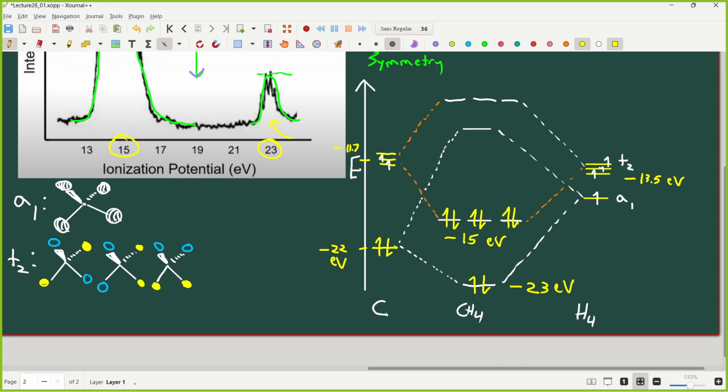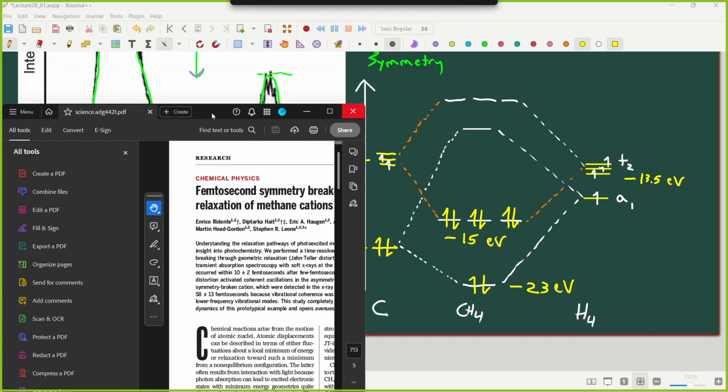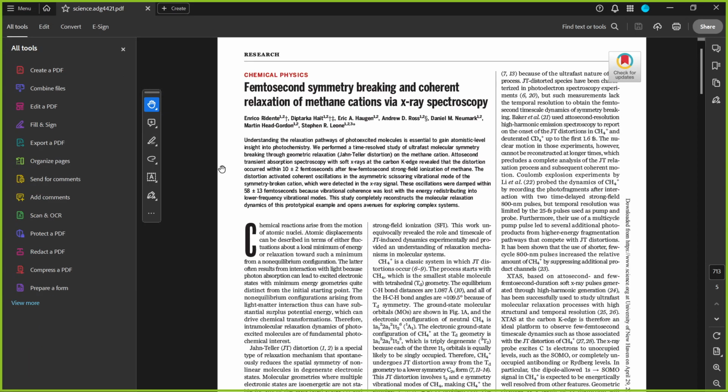Right, so let me show you a really cool study. This came out in Science last year, out of Berkeley. It's an absolutely gorgeous study, really beautiful spectroscopy. So this uses tabletop X-ray spectroscopy.